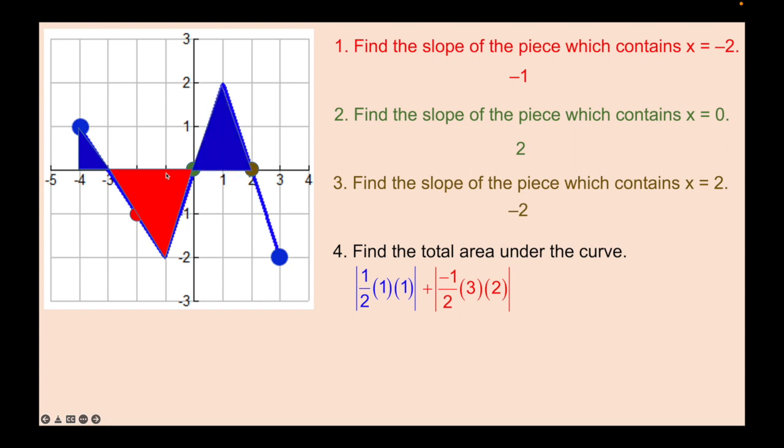Our next region is in the positive region, so we're going to have a positive result there. This one it's 1/2, the base is 2 units, the height is also 2 units. And then for that final region, it's going to be -1/2, and then our base is 1 and our height is 2.